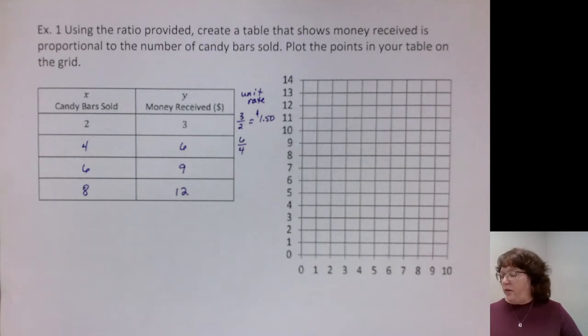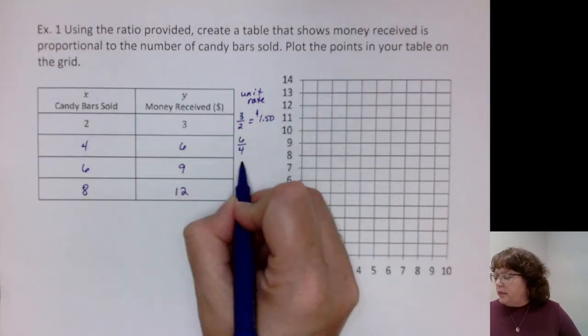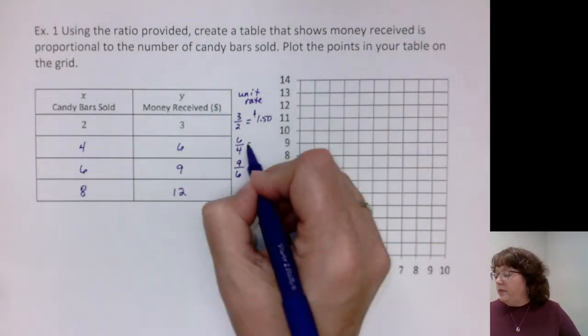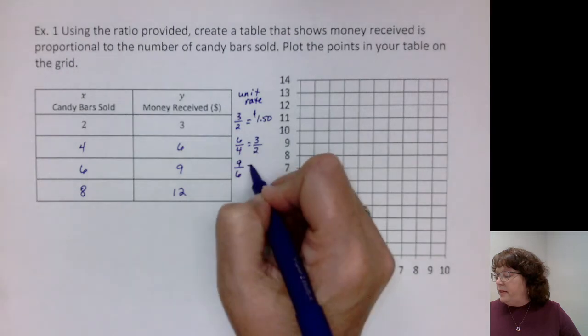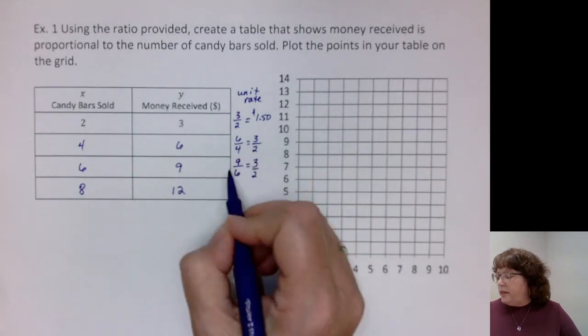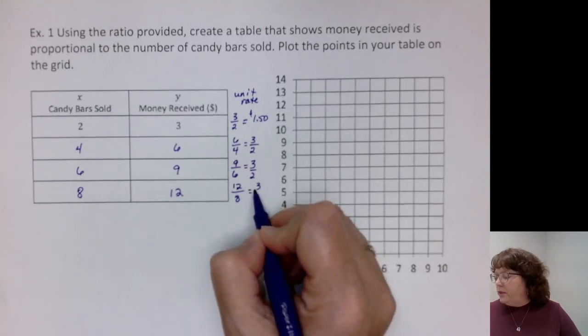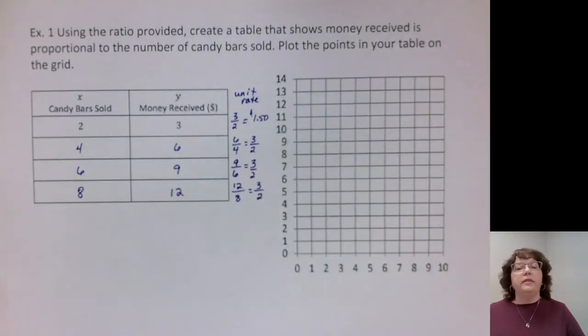Very good. Okay, what about 9/6? That is also equivalent to 3 halves. Here, let me write that in there so we can see that. And then 12/8, which is also equivalent to 3 halves. Very good.